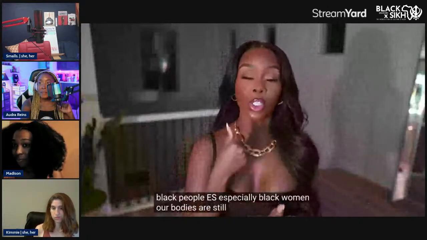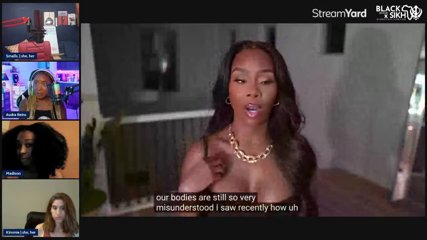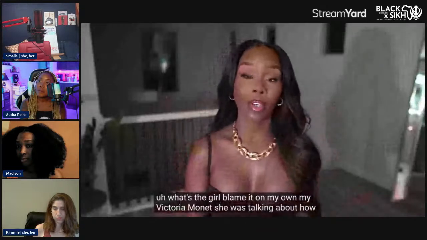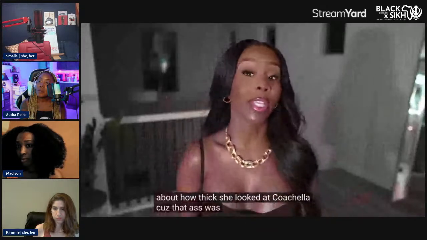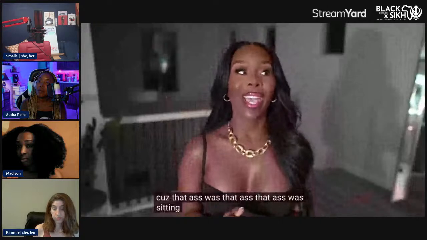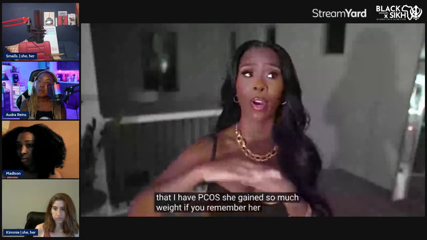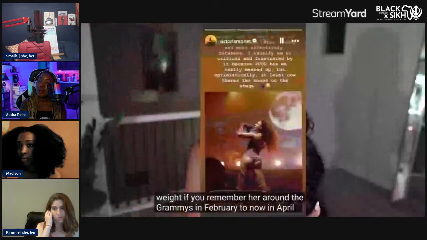I saw recently Victoria Monet. So many people were talking about how thick she looked at Coachella because that ass was sitting. And she came forward and said, hey guys, I recently found out that I have PCOS. She gained so much weight. If you remember her around the Grammys in February to now in April, it looks like she gained a good 20 pounds. That's a short amount of time to gain weight.